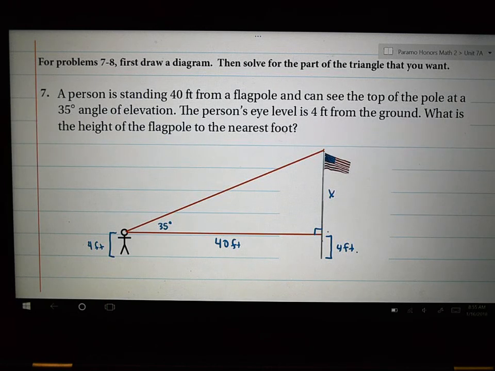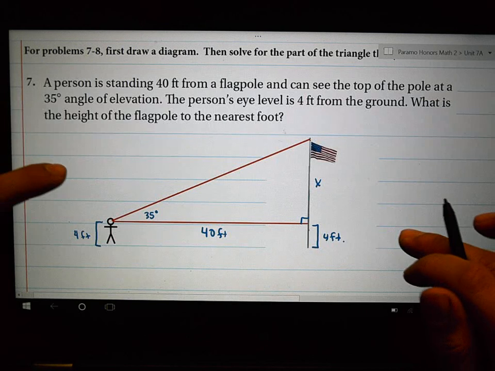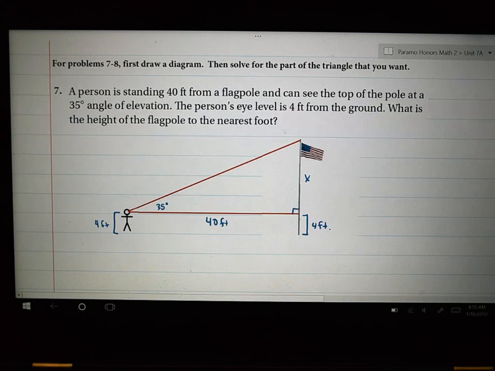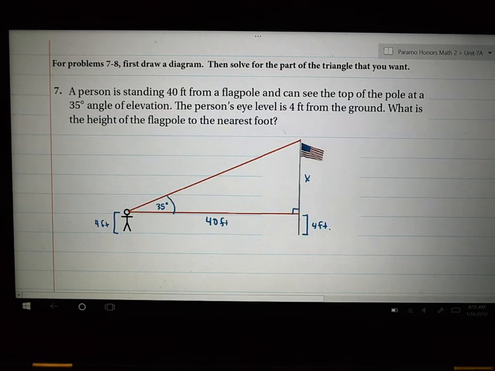Okay, so now that I have my picture drawn, I'm going to set up my equation. What I would recommend you do first is the first thing that we always do. We highlight the angle. And then we have to label it.